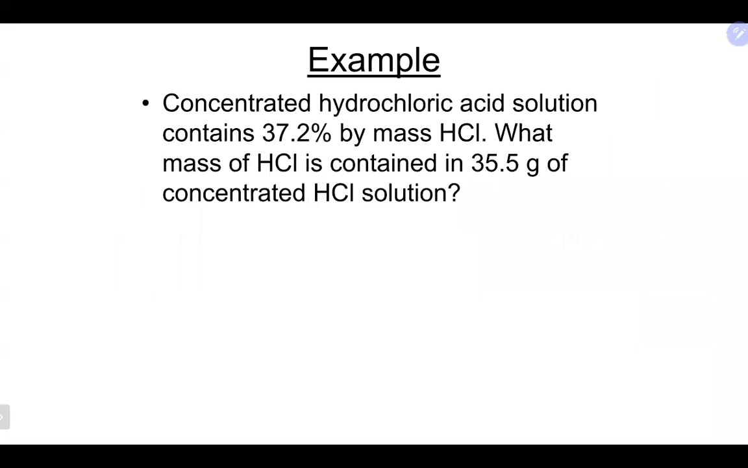Let's try another one here. Concentrated hydrochloric acid contains 37.2% by mass HCl. What is the mass of the HCl that's in 35.5 grams? Okay, let's take a look.